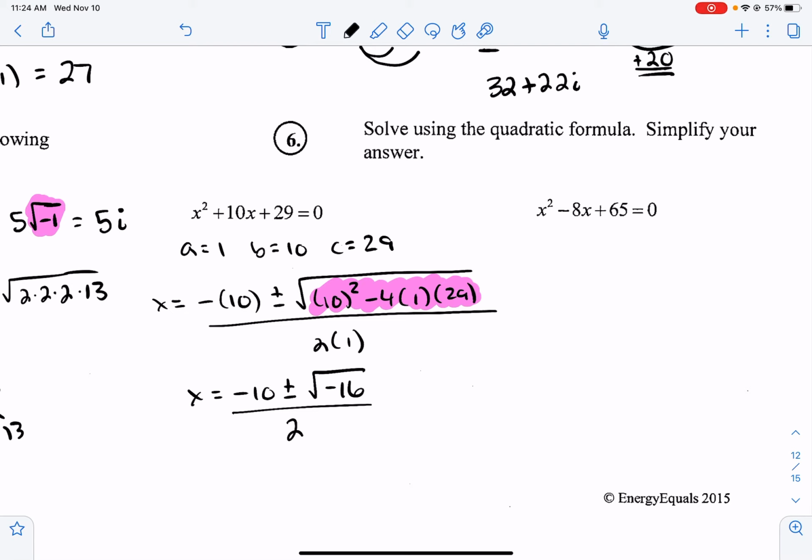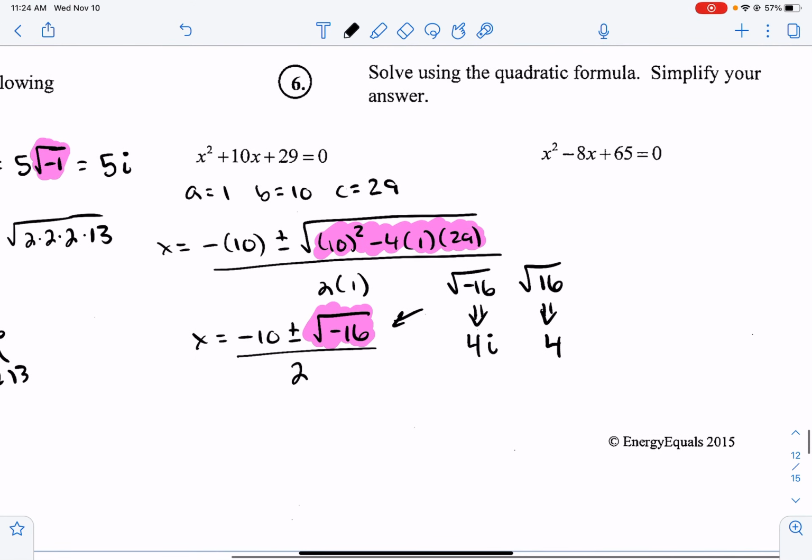Now, normally, in the past, we would say no real solutions. But now, I know that I can take this square root of negative 16, and I can deal with that part. The square root of negative 16 is the same thing as the square root of 16, which becomes 4. But it's not a positive 16, it's a negative 16, so I have to add an i to it. So all I do is replace that square root of negative 16 with 4i, all divided by 2.